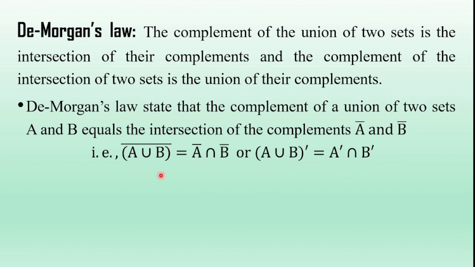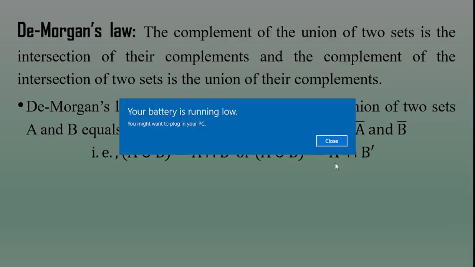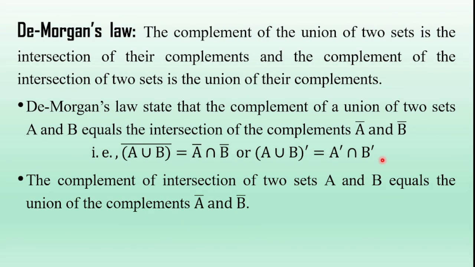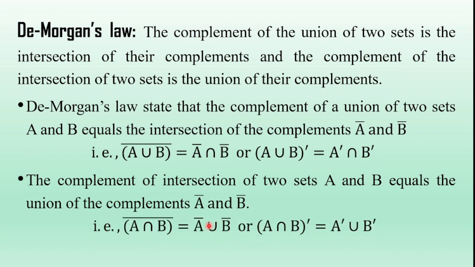This bar is also represented as dash. A union B whole dash is equal to A dash intersection B dash. The complement of the intersection of two sets A and B is equal to the union of the complements A bar and B bar. That is, A intersection B whole bar is equal to A bar union B bar. So this is De Morgan's law.